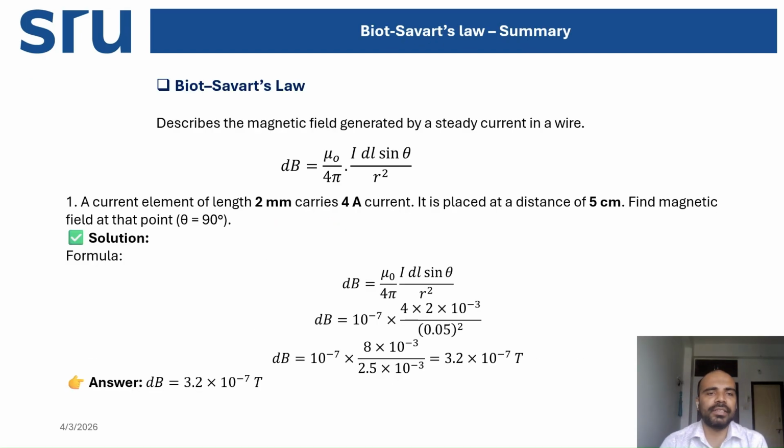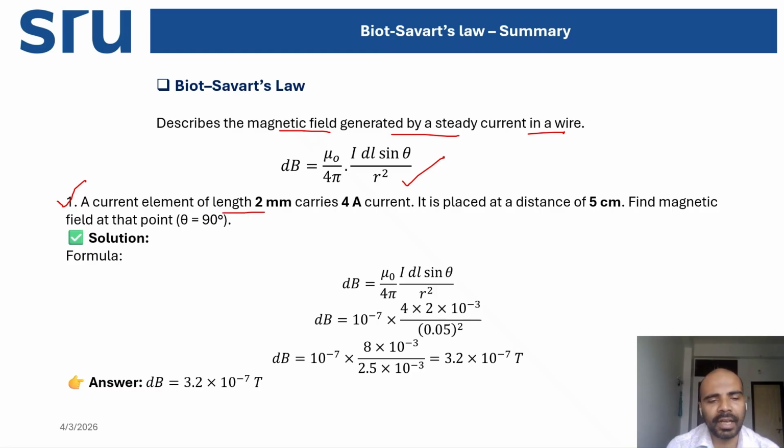We have already discussed that the magnetic field generated by a steady current in a wire can be represented as dB equal to mu naught by 4 pi I dl sin theta by r square. This is the mathematical form of Biot-Savart law. So now we will solve a numerical problem based on Biot-Savart law. So let's solve problem number 1, that is a current element of length 2 millimeter, right?